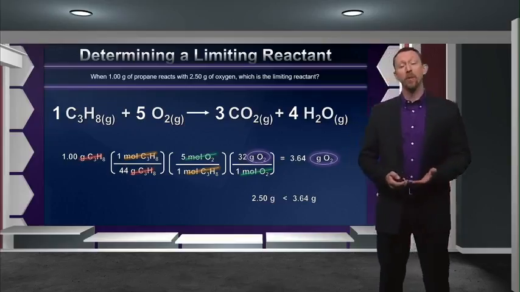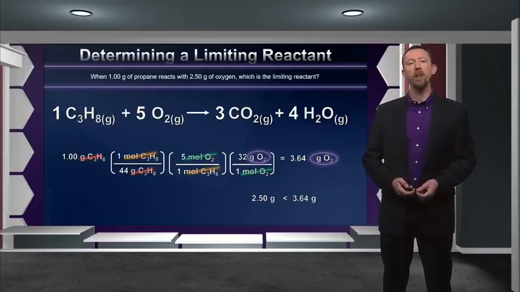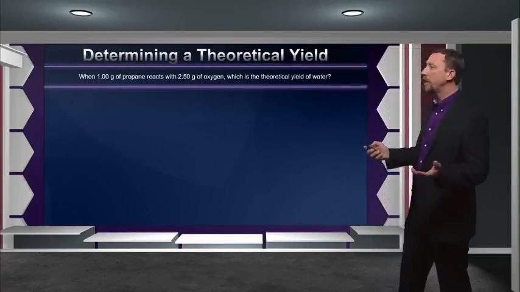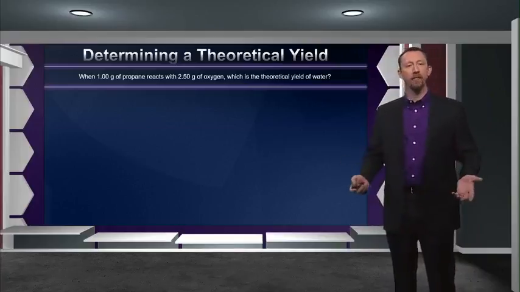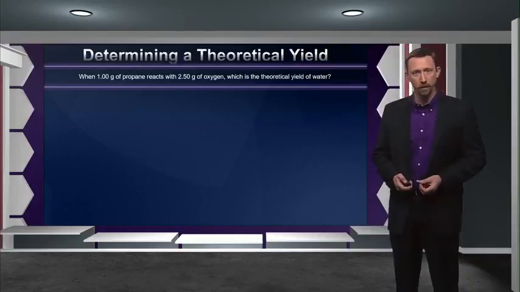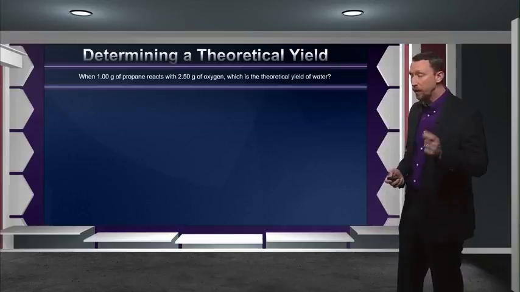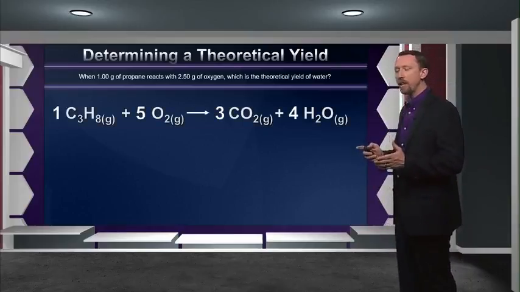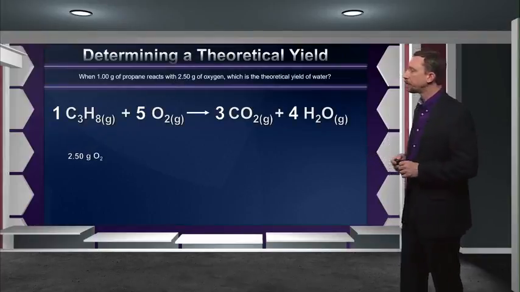Now that we've determined which one of our reactants is limiting, let's put that knowledge to use and determine what we call a theoretical yield. And to determine our theoretical yield, we're going to use the same quantities. Let's say that 1 gram of propane is going to react with 2.5 grams of oxygen, and I would like to know how much water that reaction will produce. Now, of course, the first piece of information I need is that limiting reactant, which we just discovered is actually the oxygen. So I'm going to use my reaction knowledge and the knowledge that oxygen is limiting to calculate that.